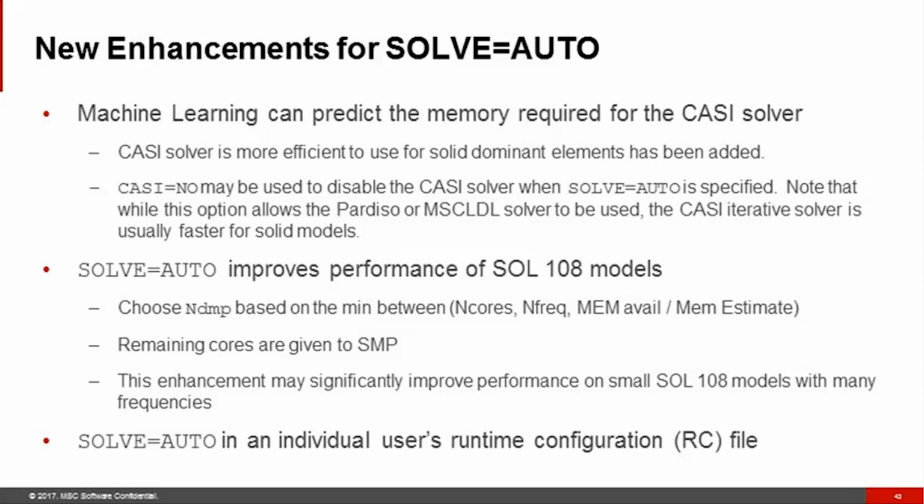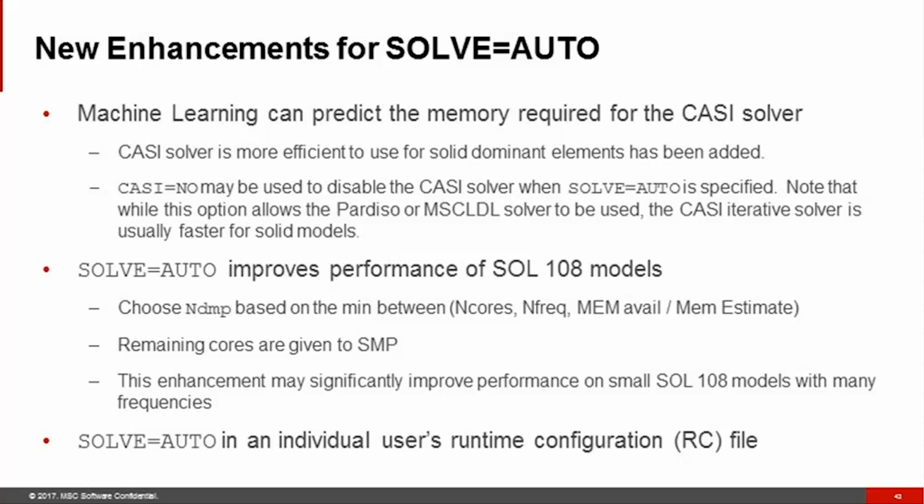Now, if you don't want to use CASI because you don't like the iterative solver, you can disable this option by saying CASI=NO. Although this is available, it is not recommended because CASI is very useful for solid-dominated models. If you decide to say CASI=NO, it will use the Pardiso or the MSC LVL solver for your solution. Additional enhancements to SOLVER=AUTO to improve performance of solution 108 models have been made.